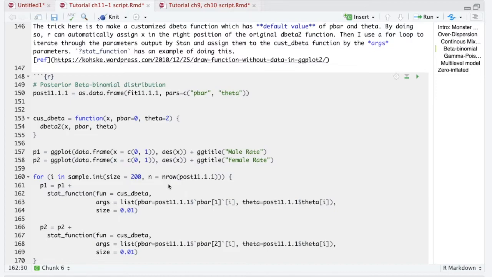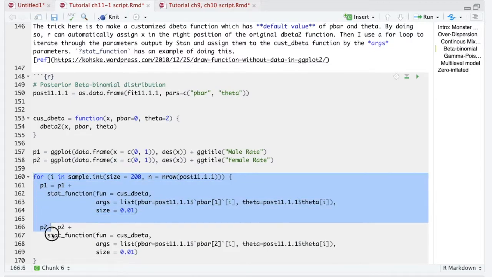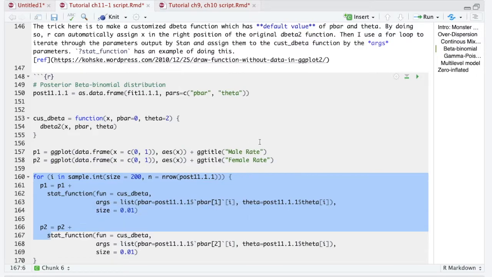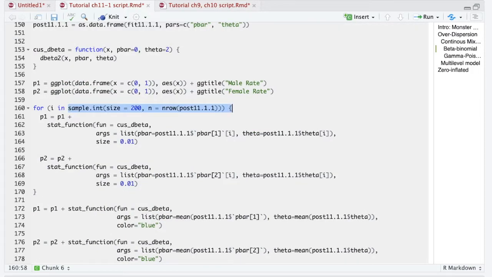And then I use a for loop here to iterate through the parameters output by the Stan function and assign them to the customized dbeta function by the args parameter in a list. Some of you may notice that I only sample 200 rows from the total output I have.